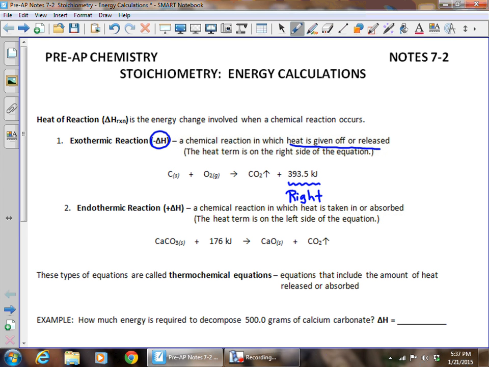If it's endothermic, exactly the opposite. The heat term is going to be on the left-hand side of the equation, and it's going to be a positive value because heat is being absorbed in the chemical reaction. When the heat term is shown in the chemical reaction, it's not just a chemical equation, it's called a thermochemical equation because it shows both the chemicals that are involved and the heat that's involved.